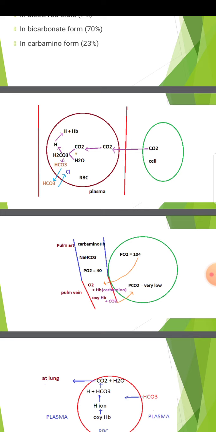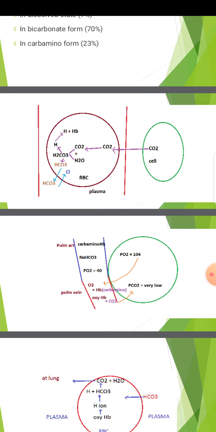Now the remaining 23% is transported in the form of carbaminohemoglobin. It combines with the hemoglobin inside the RBC with the amino acids. Now we will discuss the release of carbon dioxide in the lungs. The carbon dioxide is released from the carbaminohemoglobin into the plasma.